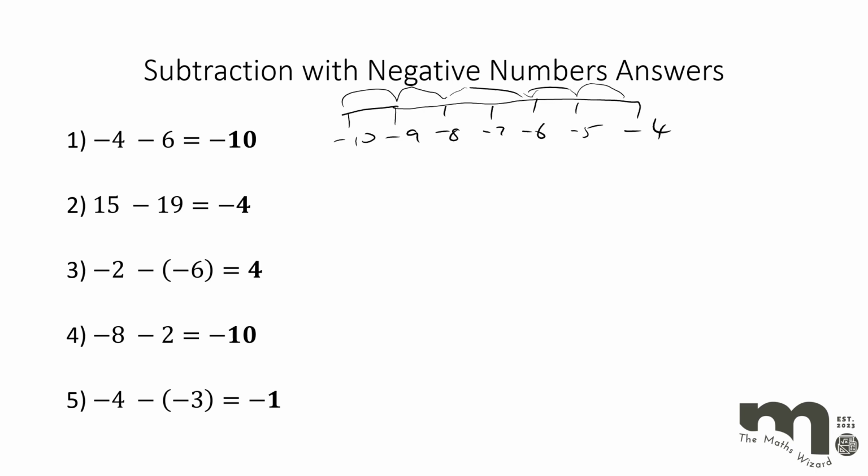Very similar idea here. 19 is a larger number than 15, so there we're going to go into the negatives. And then this one here, remember that when you do minus 2 minus minus 6, you subtract a negative, it becomes an add. So that becomes minus 2 add 6, which takes you to positive 4. On this one, minus 8 take away 2 will give you minus 10. And on this one here again, it becomes an add there. So when you do minus 4 add 3, that will become minus 1.